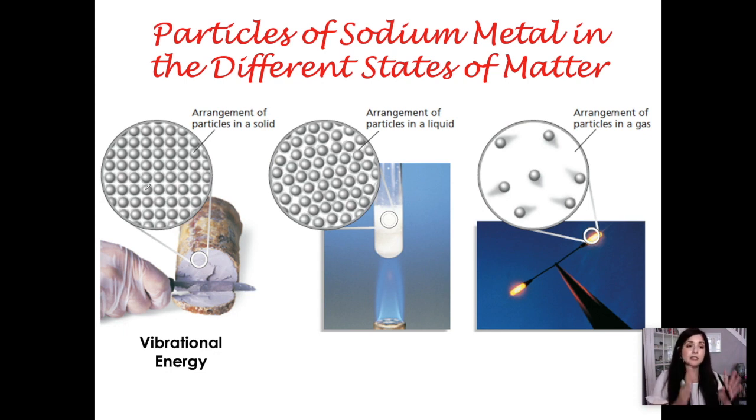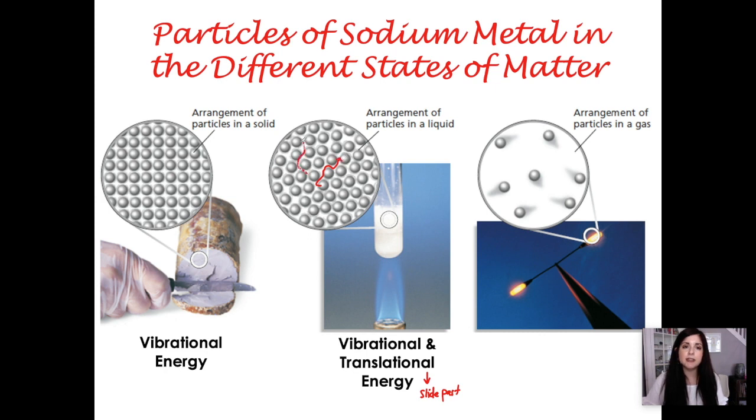In order to go from a solid to a liquid, we have to increase the temperature. And that increase in temperature is adding more energy to those particles. So not only are these vibrating back and forth, but the particles also have translational energy. And this translational energy means that the particles can slide past one another. So not only are they moving like this, vibrating, but they also could slide past and move between one another, which is why liquids are able to take the shape of the container that they're in. So this solid sodium metal retains its shape because they're not sliding past each other. Here, those particles can move past each other because of that added translational energy.